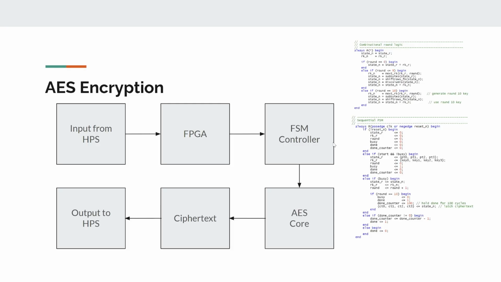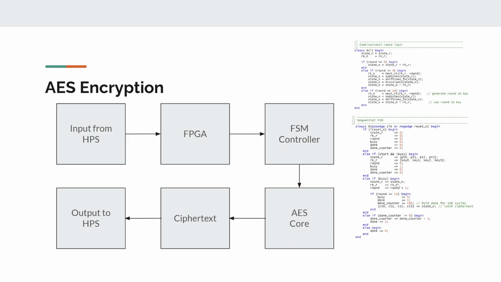Once we get a start, it goes through the remaining logic, which includes the finite state machine and the AES encryption or the combinational round logic, and that would output the ciphertext, which would then get sent to the HPS. Here on the right, you can see some of the FSM and combinational round logic that we used. Once we get an AES start and it's not busy, otherwise we are in the first round, it would set the plaintext and the key to the corresponding variables, which would then get sent to the combinational round logic, which is where it begins the substitution, the shifting rows, and the mixing columns.